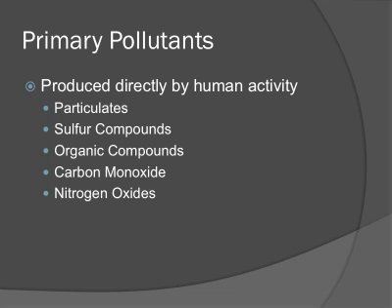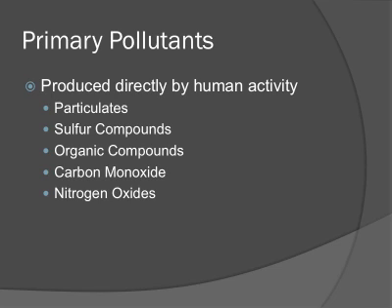Okay, when we're talking about pollutants, there's actually two types of pollutants. There's something called a primary pollutant, and there's something called a secondary pollutant. So we're going to talk about the primary pollutants first. These are produced directly by human activities. Okay, we do something to directly cause them.